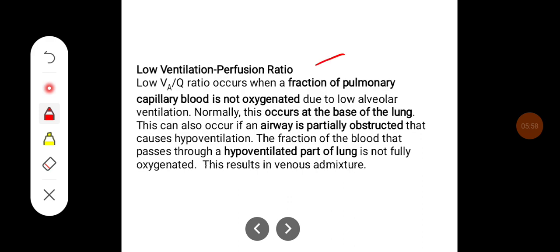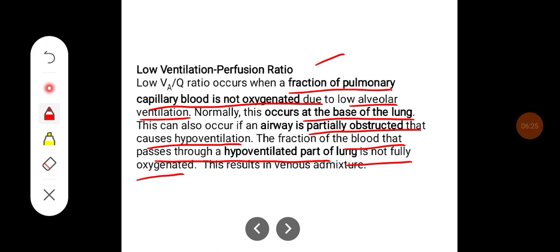Low ventilation perfusion ratio. This occurs when a fraction of pulmonary capillary blood is not oxygenated due to low alveolar ventilation. Normally, this occurs at the base of the lung. This can also occur if an airway is partially obstructed, which causes hypoventilation. The fraction of blood that passes through the hypoventilated part of the lung is not fully oxygenated. So, this results in venous admixture.